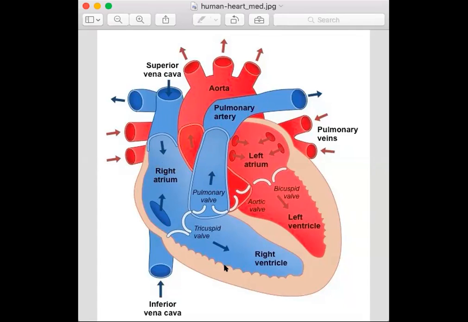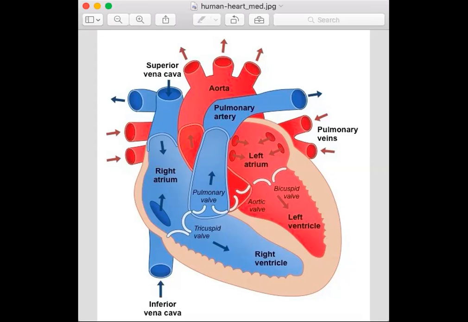In the case of the right ventricle, the blood is going to go to the lungs, and then the lungs are going to oxygenate the blood, and that blood is going to come back to the left atrium. From the left atrium, it's going to go to the left ventricle, and the left ventricle is going to pump that blood out to the entire body, giving all of those cells oxygen. So that is the circulatory system.